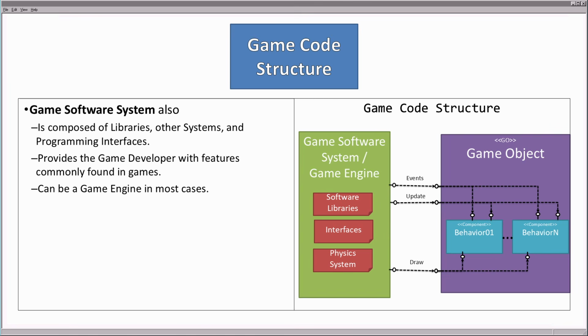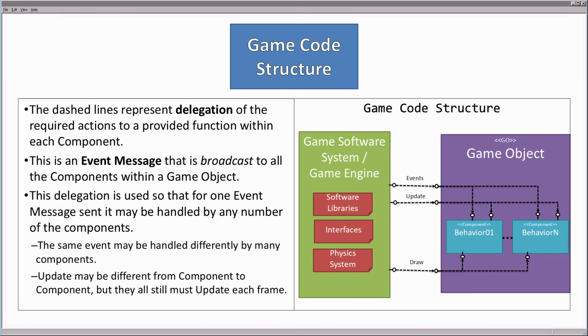In addition to the game loop pattern, the game software system also is composed of libraries, other systems, and programming interfaces. It provides the game developer with features commonly found in games, such as user input interfaces, physics systems, and other useful software libraries. The game software system can be considered the game engine in most cases.